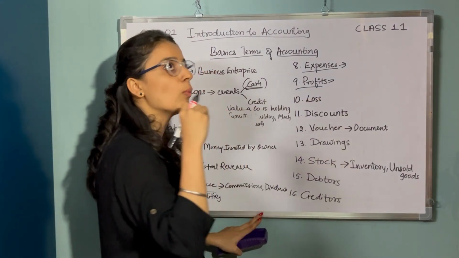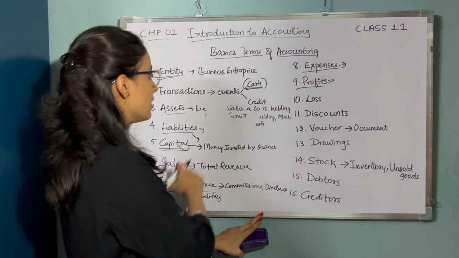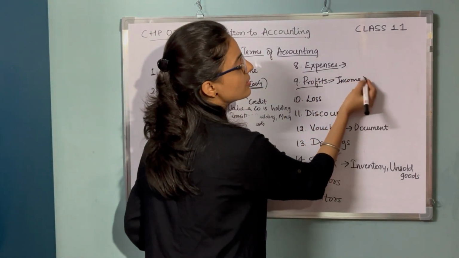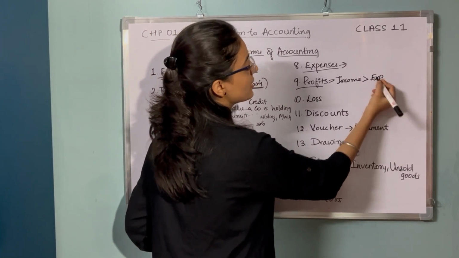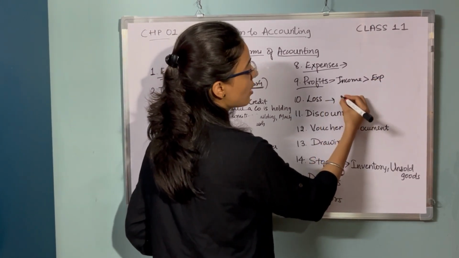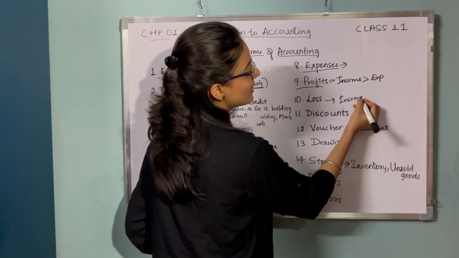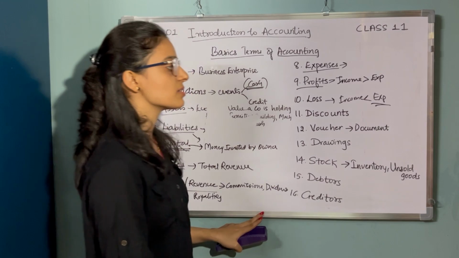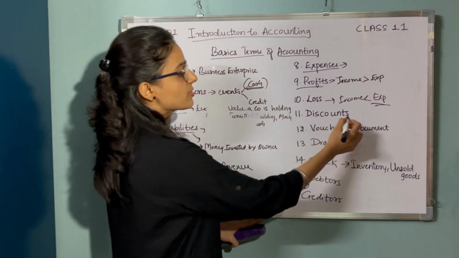Profit is when our income is more than our expenses. Income is more than expenses, it is known as profit. Whereas loss is where income is less but expenses are more. Income is less and expenses are more, then we are incurring losses.